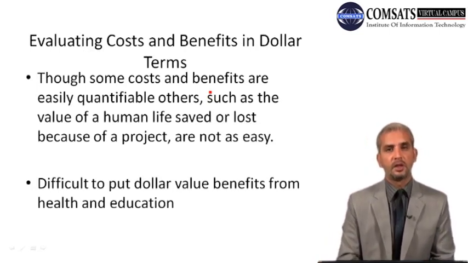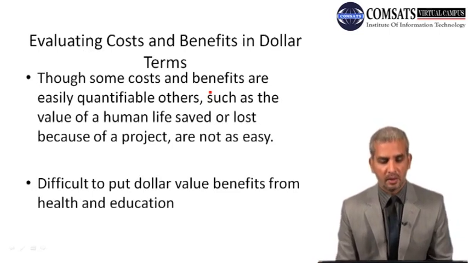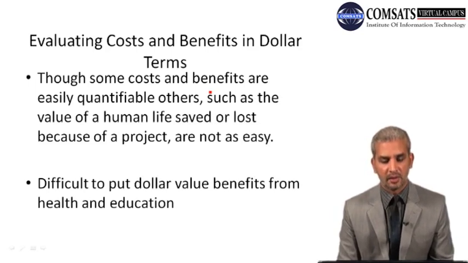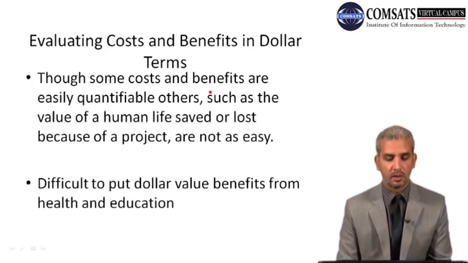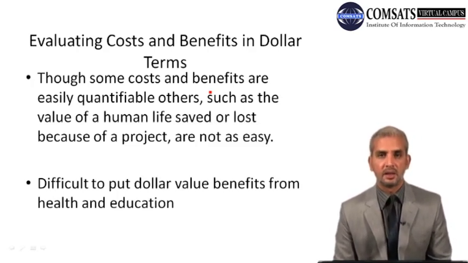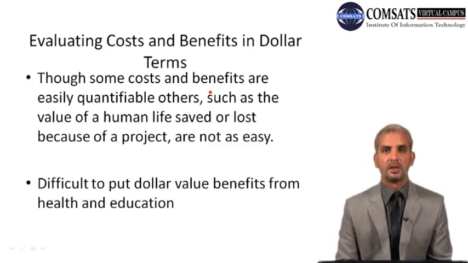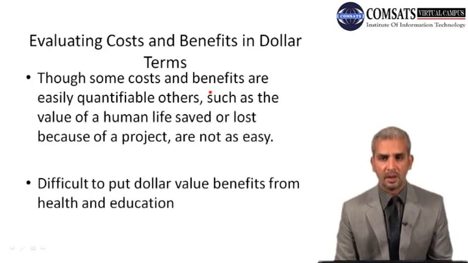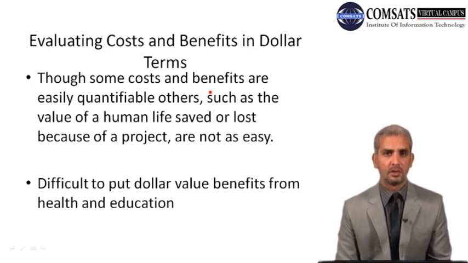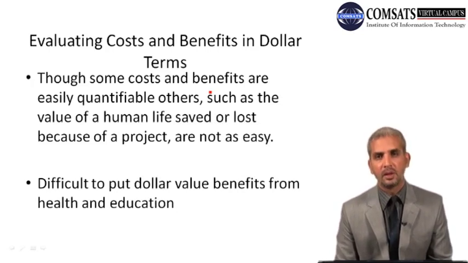Now it is very important to see the actual dollar value, but though some costs and benefits are easily quantifiable, others, such as the value of human life saved or lost because of a project, are not as easy. We would be coming to the value of human life later on, but as I said, for the direct and indirect costs that we are discussing under the irrigation project, certain costs are very easily quantifiable. For example, the amount of labor you employ, the amount of capital you employ for that irrigation project, or the land you acquire in terms of dollars. Those are costs that are easily attributable to the project.